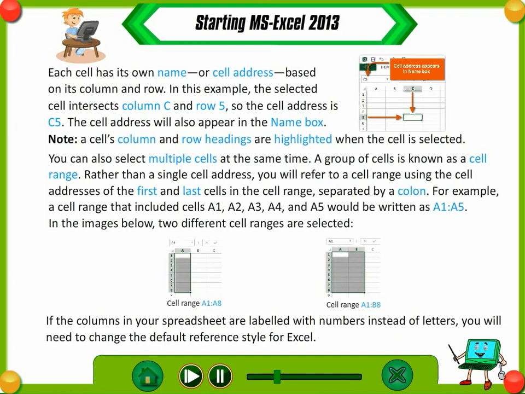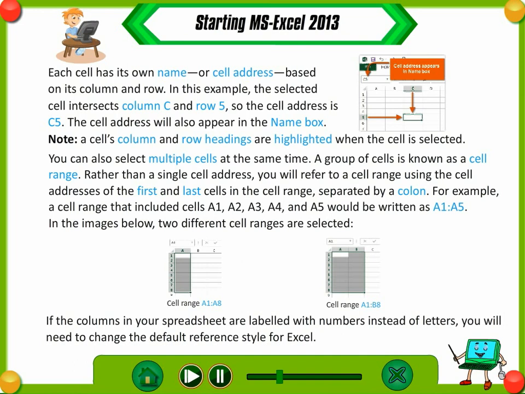You can also select multiple cells at the same time. A group of cells is known as a cell range. Rather than a single cell address, you will refer to a cell range using the cell addresses for the first and last cells in the cell range separated by a colon.